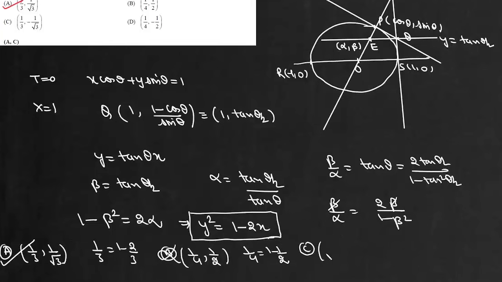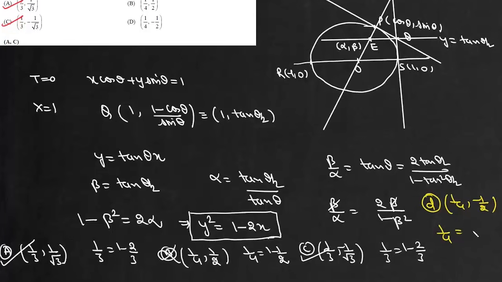Point C is 1 by 3, minus 1 by root 3. So this is 1 by 3 and 1 minus 2 by 3, which again is true. So option C is correct. And then this option D, where we have 1 by 4 and minus 1 by 2. So it will be this 1 by 4, 1 minus 1 by 2. This is incorrect. So the correct options are A and C.